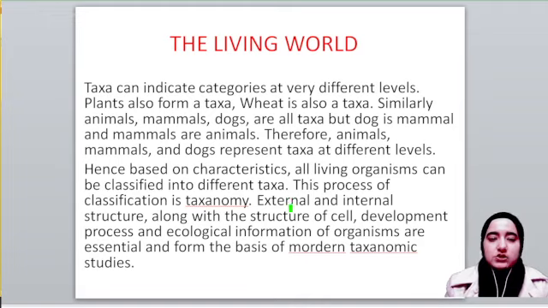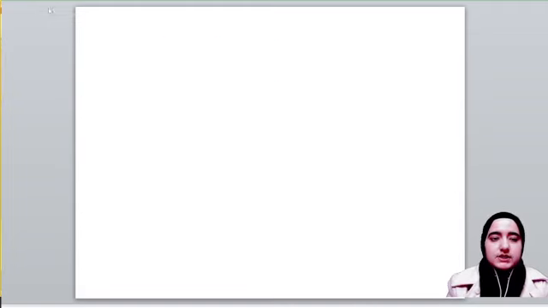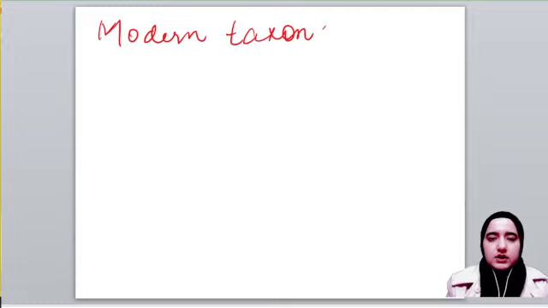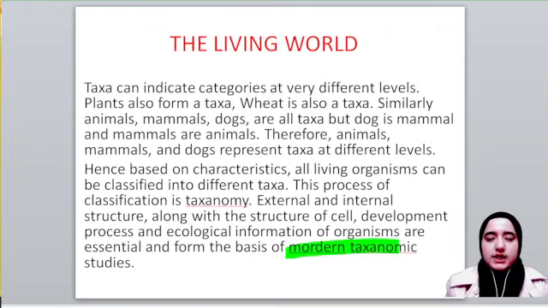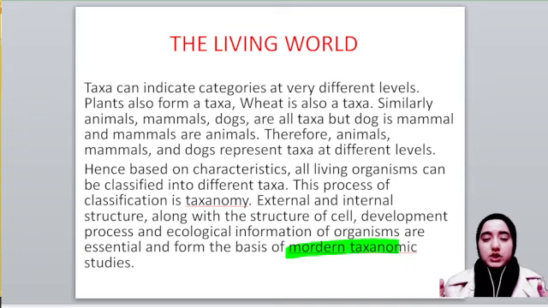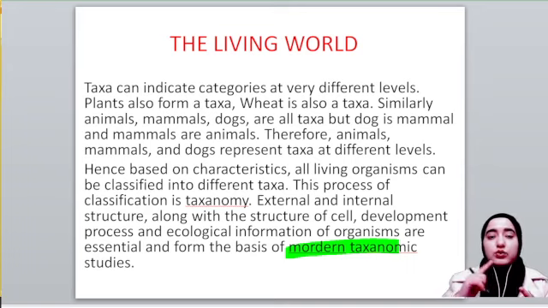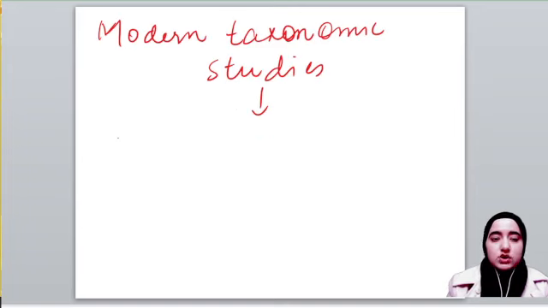Now we have modern taxonomic studies. What we do in modern taxonomic studies, we involve each and every type of classification, like external structure, how internal structure affects, how is the structure of cell, what is the developmental process, what is the ecological information of organisms. All these represent modern taxonomic studies.